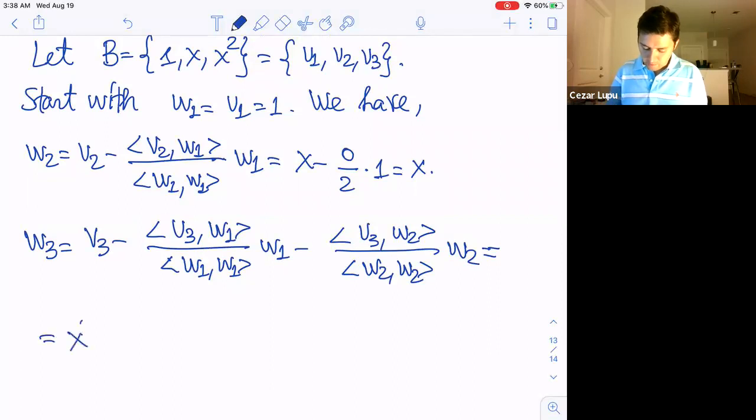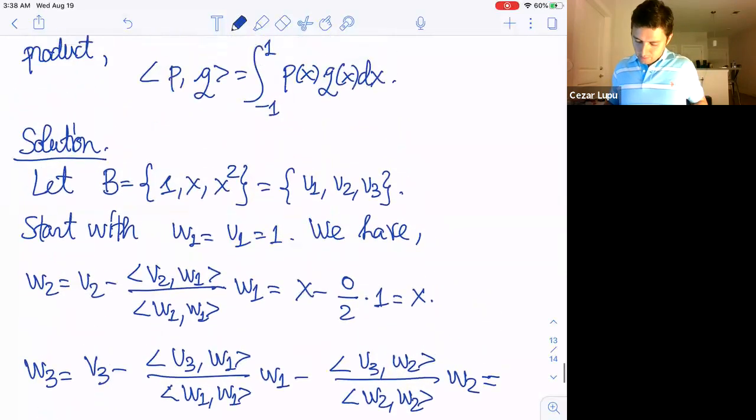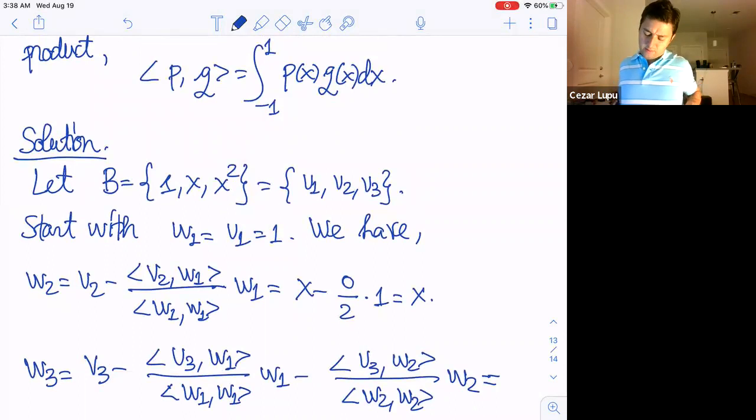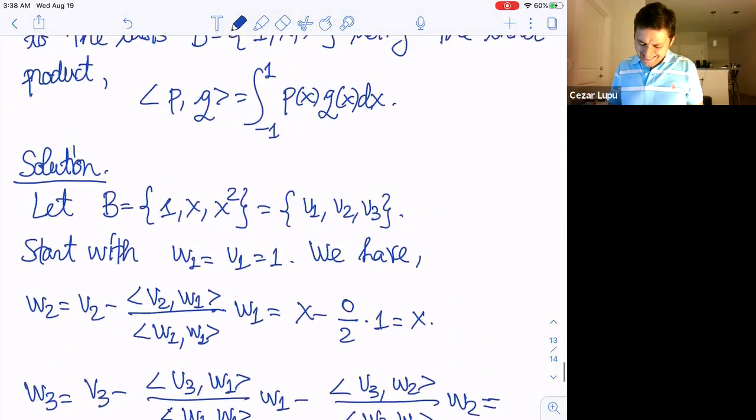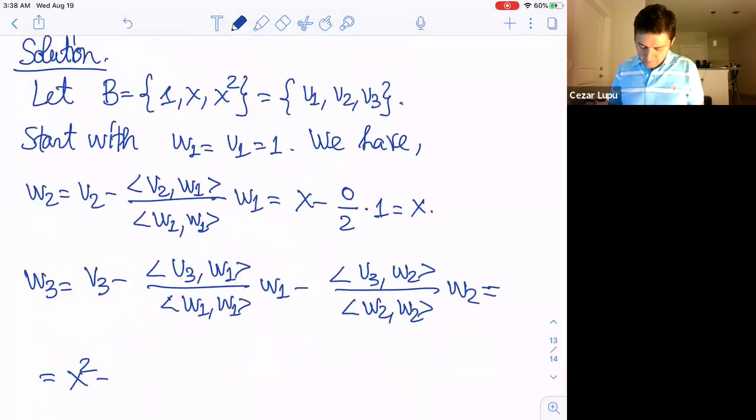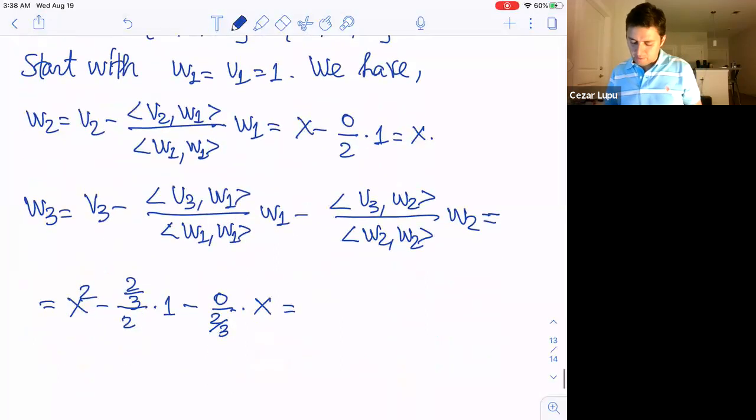okay, great. And now this will give us, so V3 is x squared minus the inner product between V3 and W1. Oh my goodness. So it's 2/3 over 2 times 1 minus the last one will be 0 over 2/3 times x. Anyway, this will give us x squared minus 1/3.